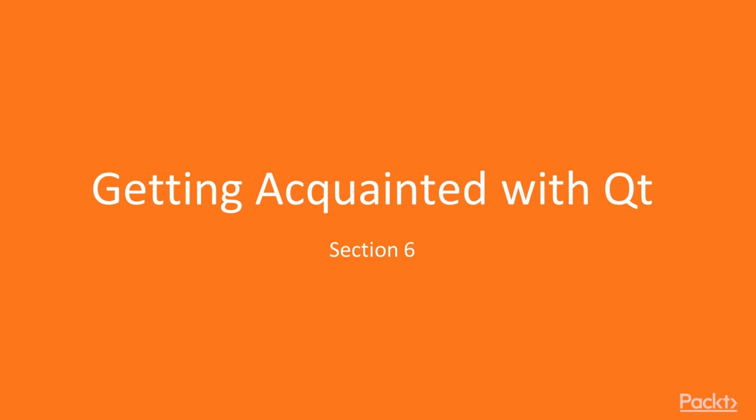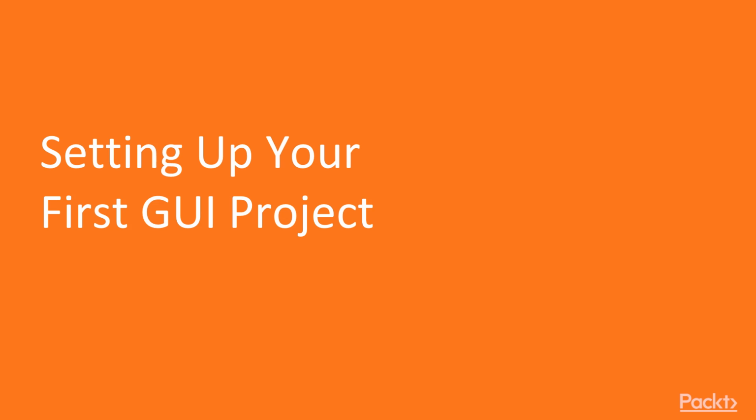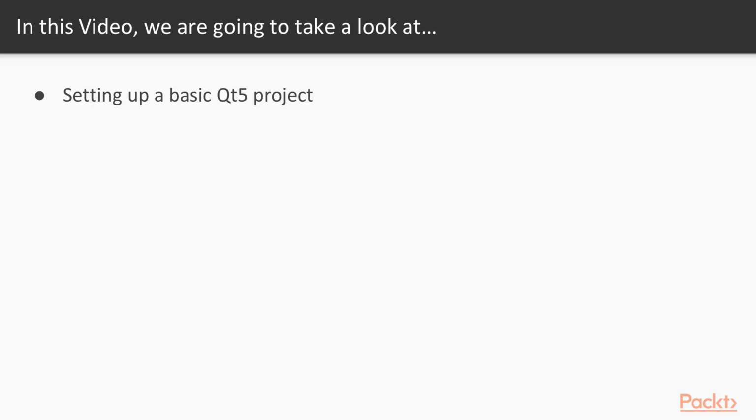Welcome to Section 6, Getting Acquainted with Qt. In this first video, we're going to be setting up our first GUI project. Basically, what we're going to cover is how to set up a Qt5 project while using CMake. And this is going to be specific to the code that's provided with this course. So let's open CMake and see what we need to do.